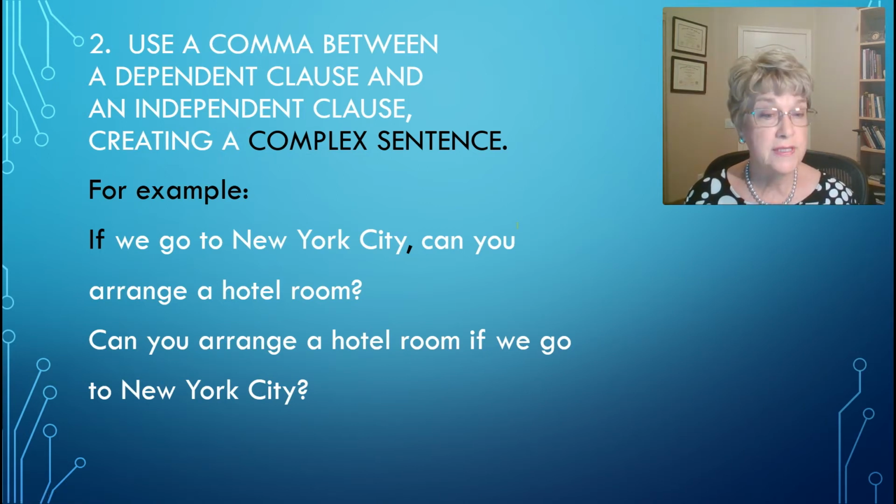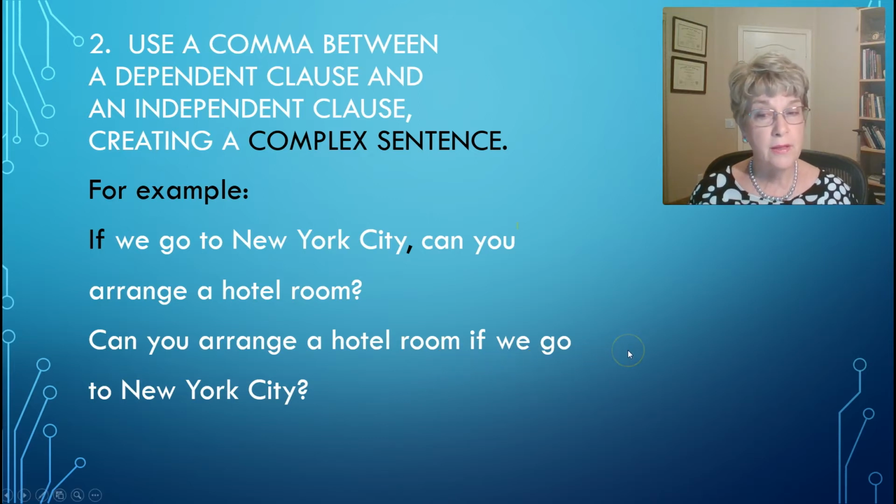Now say we flip this and we put the independent clause first, the dependent clause second. Notice that that subordinating conjunction is in the middle of the sentence. Can you arrange a hotel room if we go to New York City? Notice the absence of a comma when the subordinating conjunction is in the middle of the sentence.